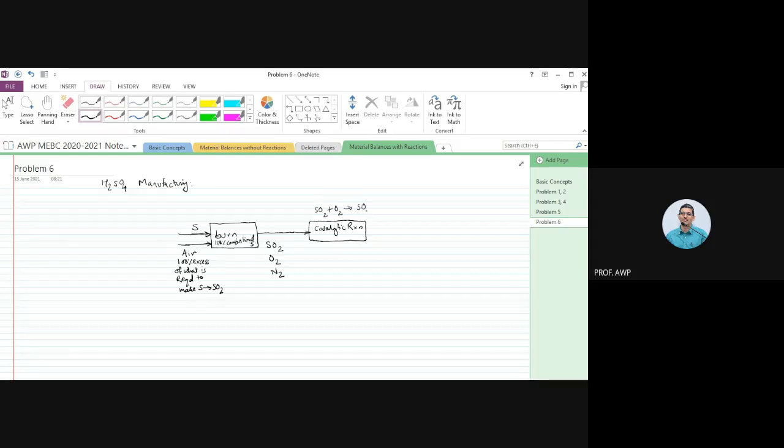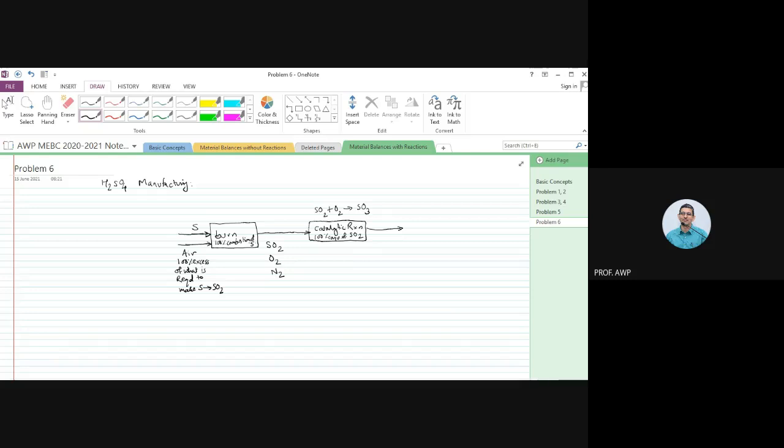450 degrees centigrade is the temperature. SO2 plus O2 will give us SO3. What we are going to assume now is, actually this is not correct, but for simplicity, just for us to solve the problem, we are going to assume 100% conversion of SO2. Actually it is not in one step.